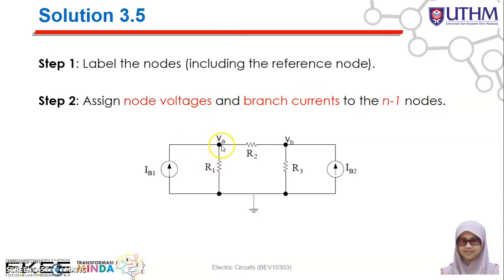So you need to assign the node voltage to the 2 nodes. So you have VA and VB. And then for the branch currents, for the first node, you have IB1. Here you have I1, here you have I2, and then the branch current to the other nodes. Here you have I2, here is I2, that's why here also I2. And then you have a current source, you have IB2, and then here is I3.